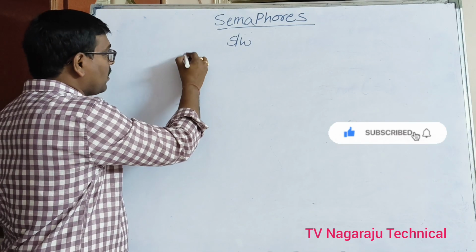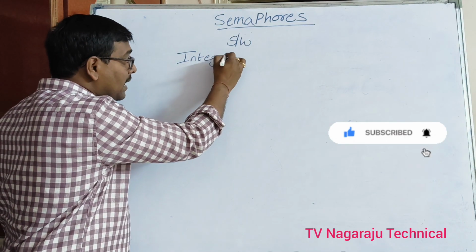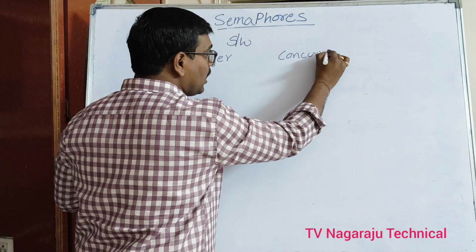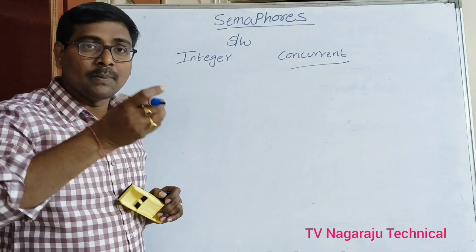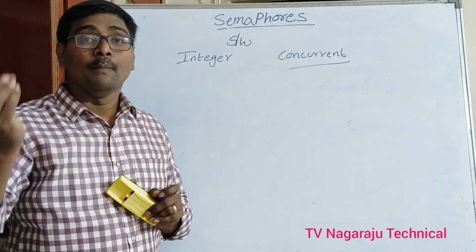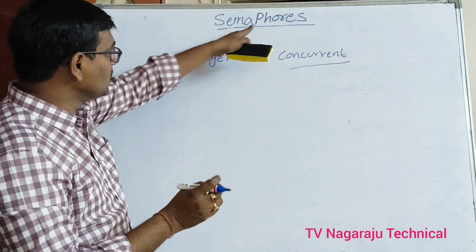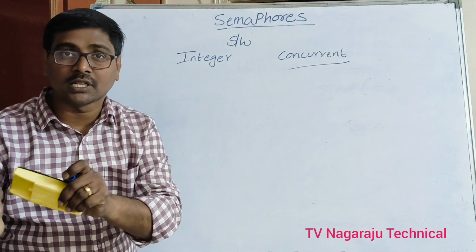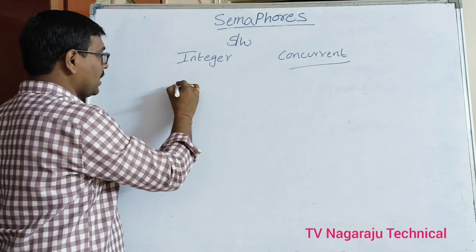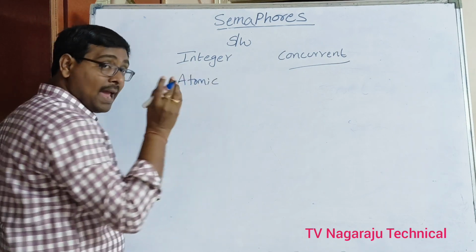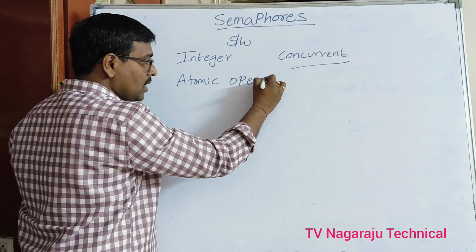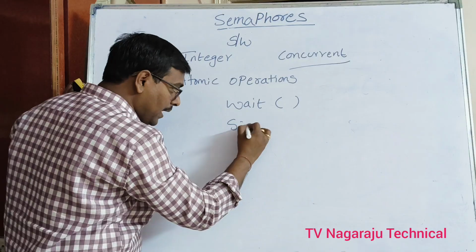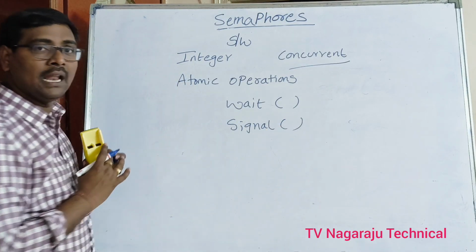What is meant by semaphore? Semaphore is simply an integer variable which is used to manage concurrent processes. That is, the semaphore variable is shared by multiple processes. Once we initialize a semaphore, it can be accessed by any process, but only with two atomic operations. The operations are: one is the wait operation, the second one is the signal operation.